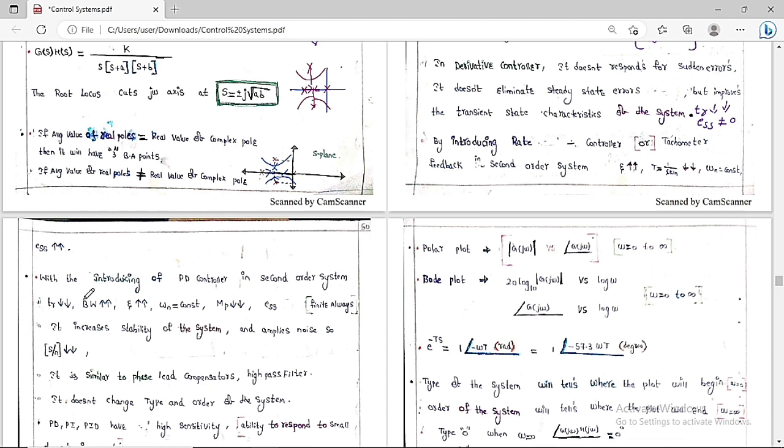So we can say that by introducing the rate controller or tachometer feedback in a second order system, the overall damping ratio will increase. The time constant for the second order system is equal to 1 by zeta omega n. As zeta increases, the time constant will decrease, omega n is constant, and the steady state error is also going to increase.